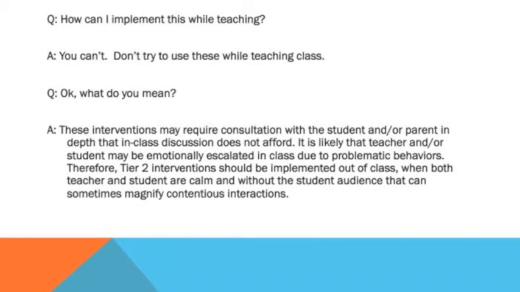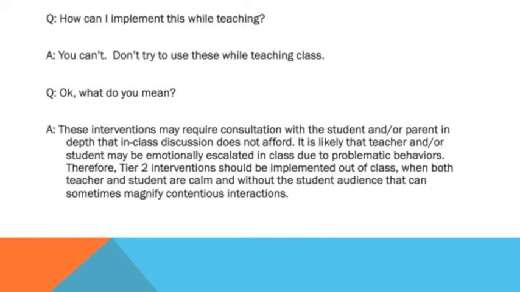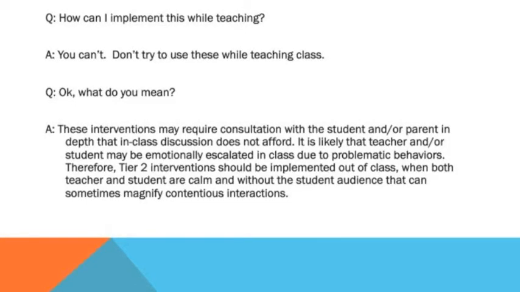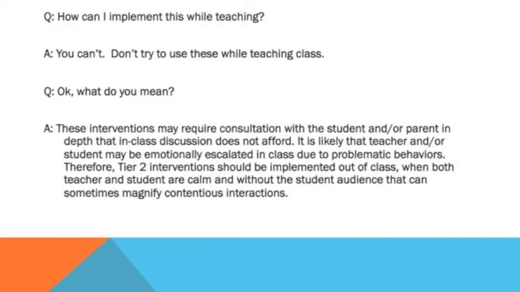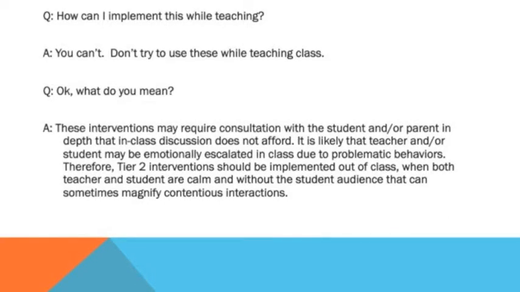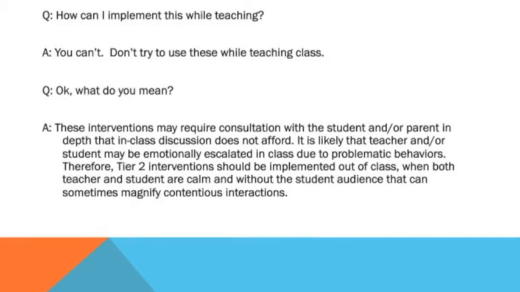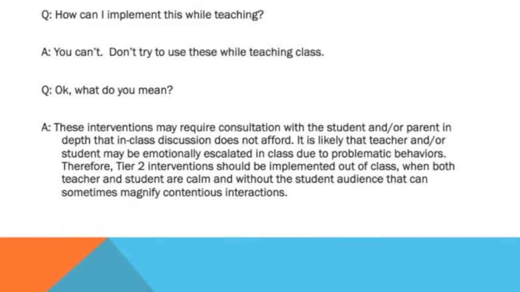It's likely that the teacher or student might be emotionally escalated due to behaviors and maybe Tier 1 interventions not working. So take a break and meet with the student, possibly meet with the parents, school counselors, other people that might be a resource for this at a later date when you have a plan formulated, or possibly when you have a couple of plans formulated. These interventions should be implemented out of the classroom when both the teacher and the student are much more calm and without the student audience of the rest of the class.